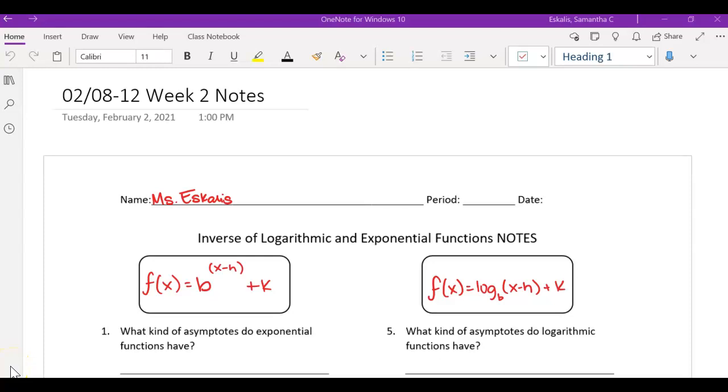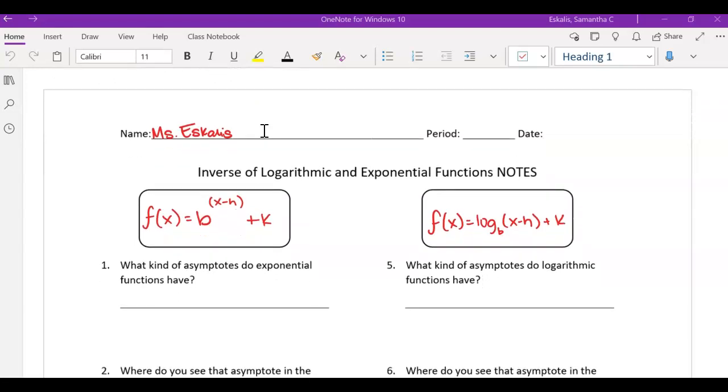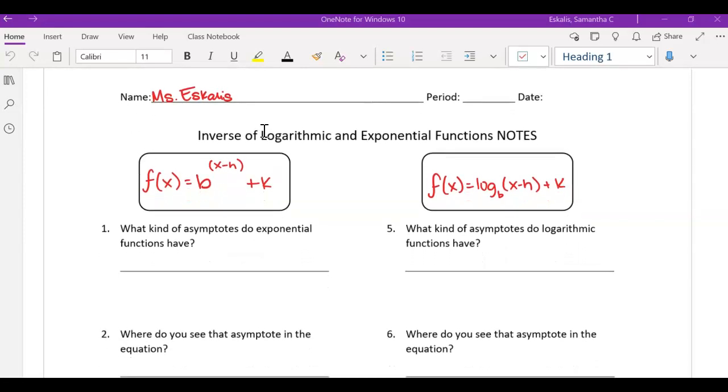Hey y'all. This week we're going over the inverse of log and exponential functions. So if you open up OneNote, you'll see these notes in your week 2 notes. Under the content library, you'll see mine, and you could fill in and follow along on your notes.